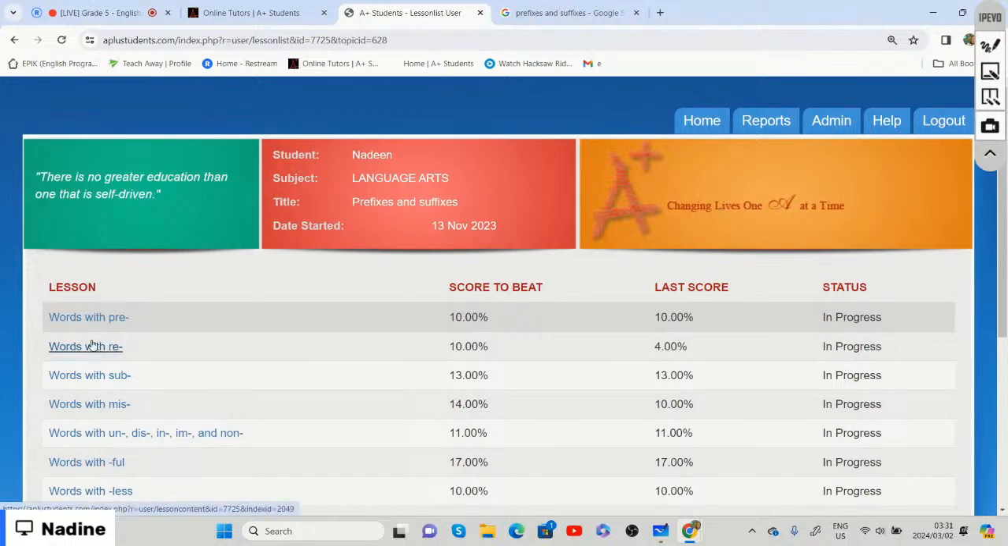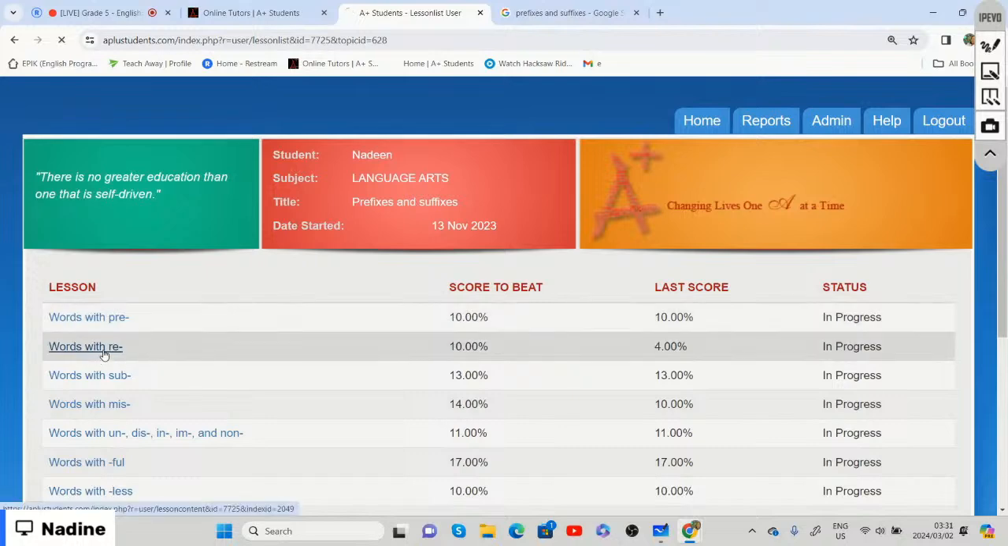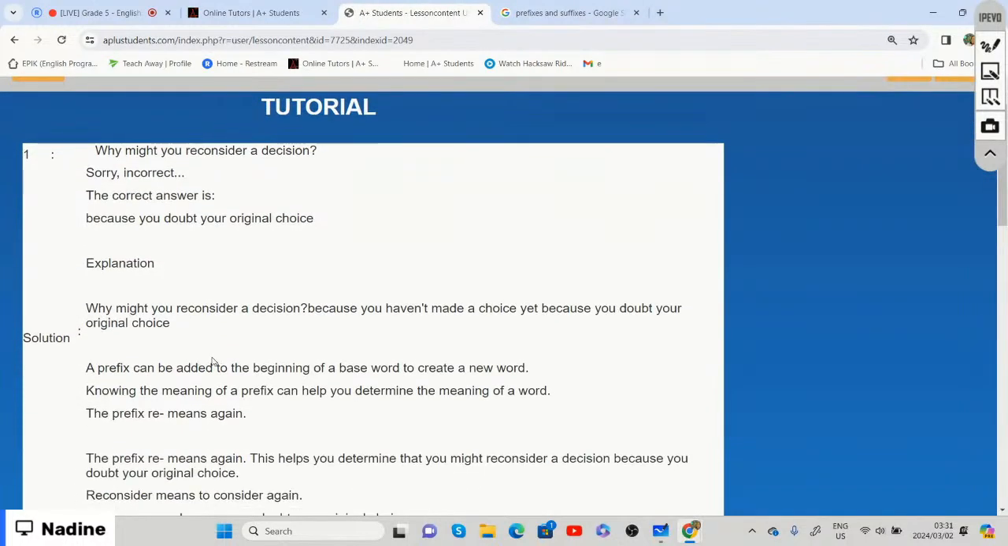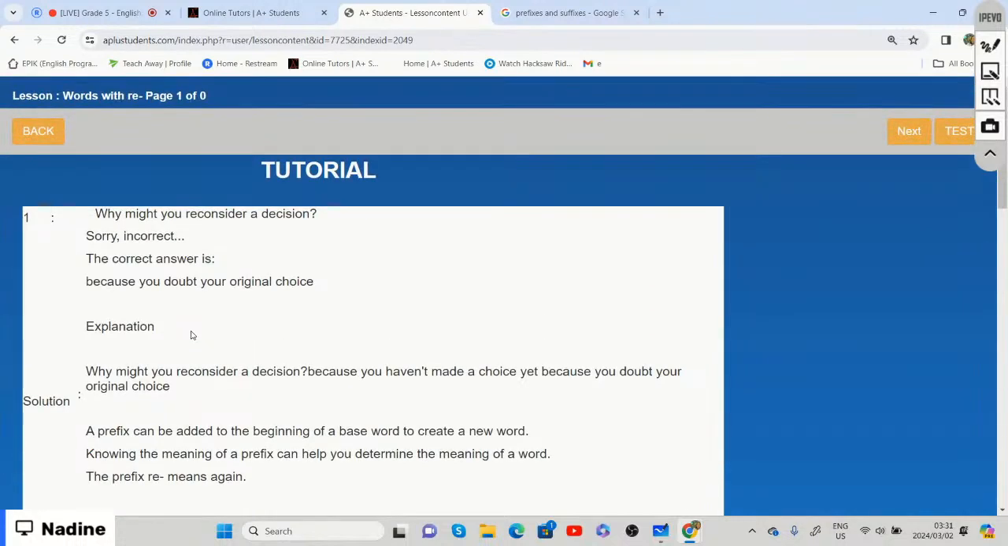Then we have re. Re means again. So when might you reconsider a decision? When might you reconsider a decision?